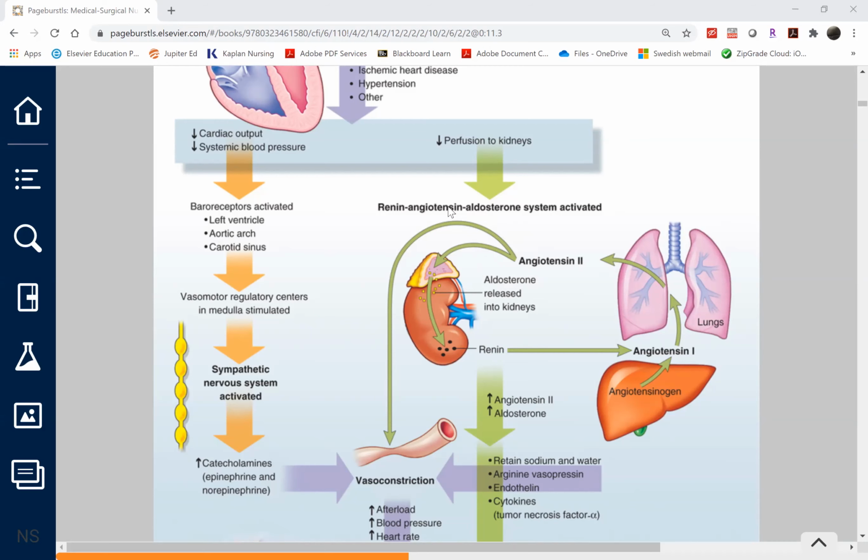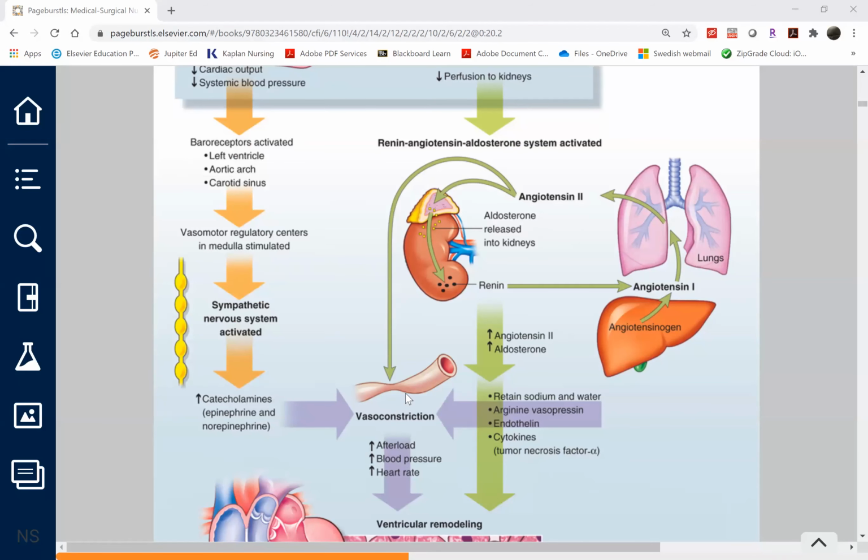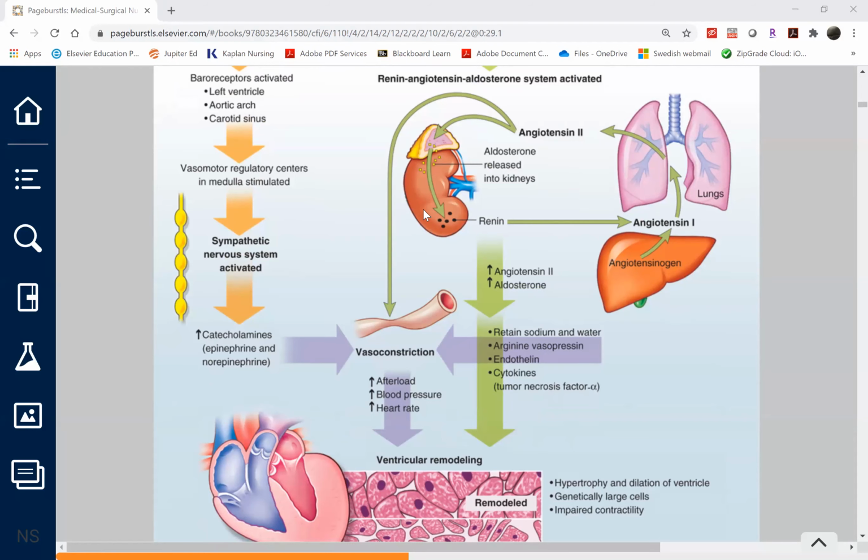And then on the other hand, what's happening in the RAS is you'll have further vasoconstriction. Angiotensin 1 turns into angiotensin 2, causing further vasoconstriction. And then aldosterone is also released. So instead of you making urine, you're not, because sodium and water is reabsorbed, increasing preload.